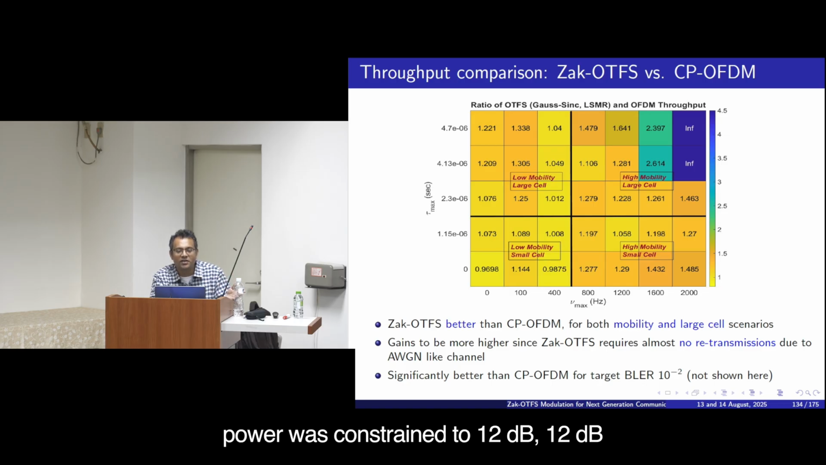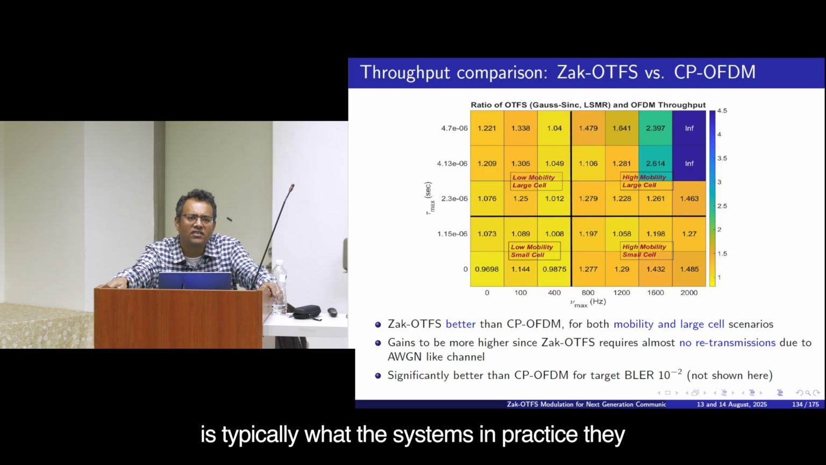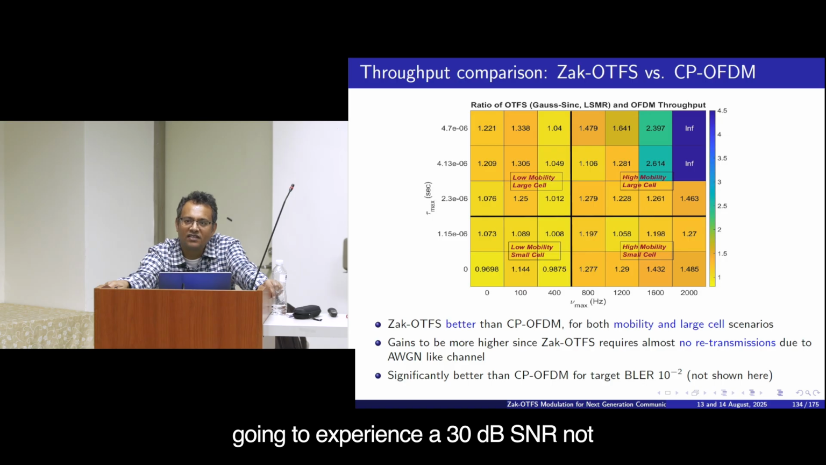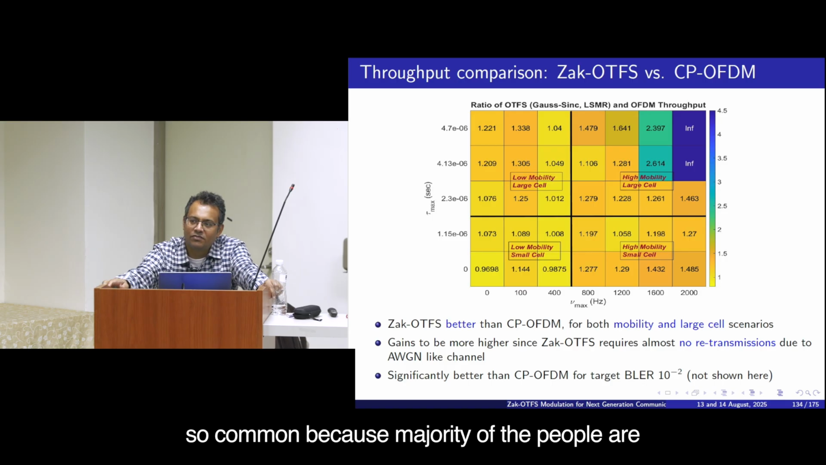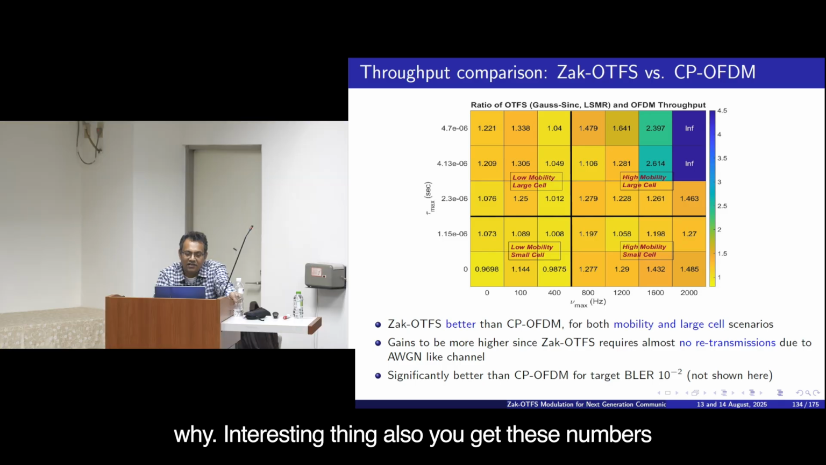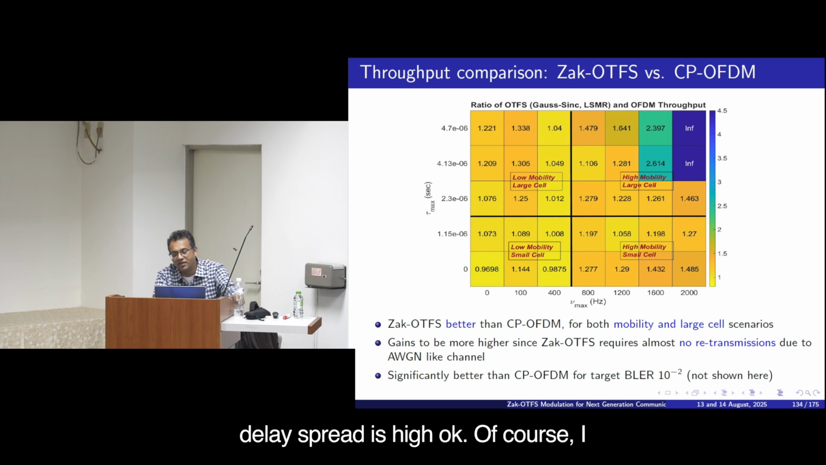The total transmit power was constrained to 12 dB with respect to the noise power. So it is not a very high SNR, because that is typically what systems in practice experience. Very rarely are you going to experience a 30 dB SNR, because the majority of the people are always near the cell edge. An interesting thing also, these numbers are very high, higher than 1, when your delay spread is high.